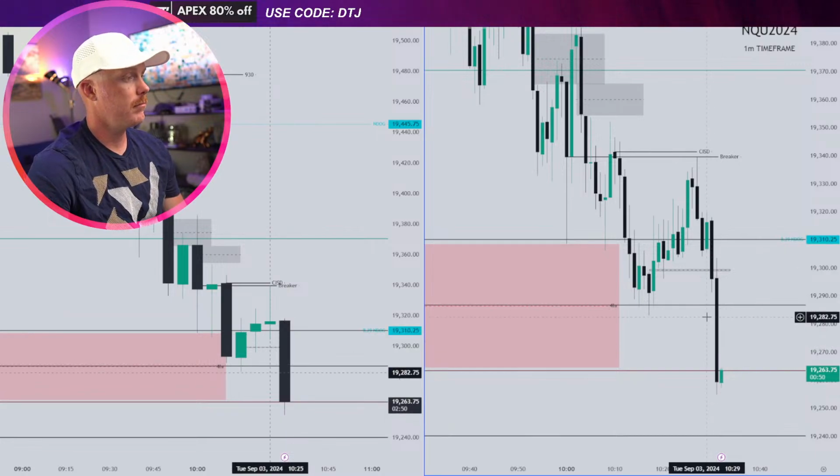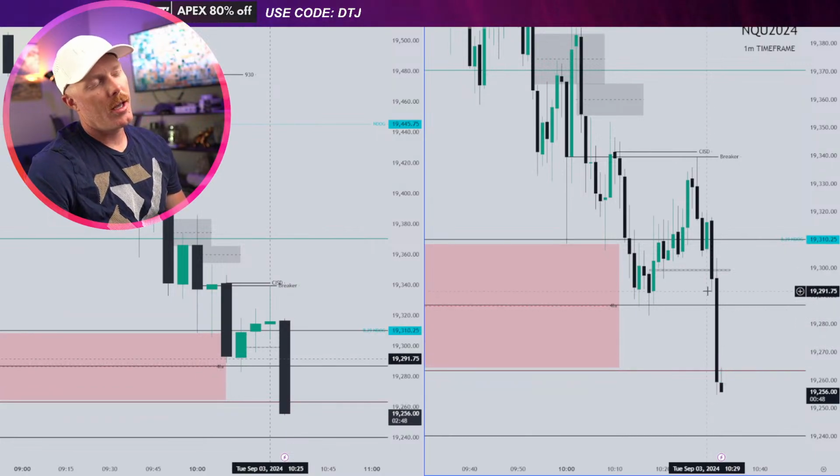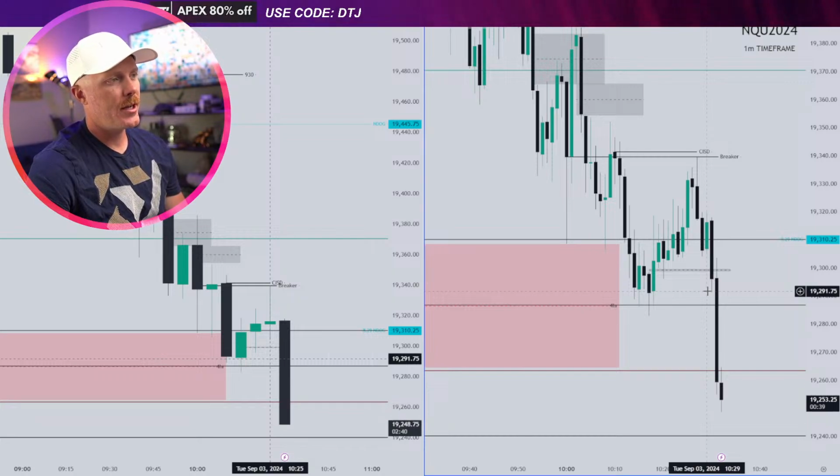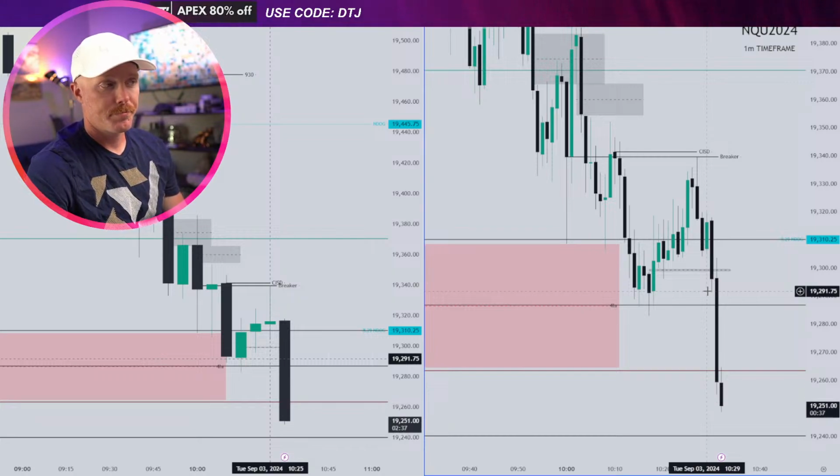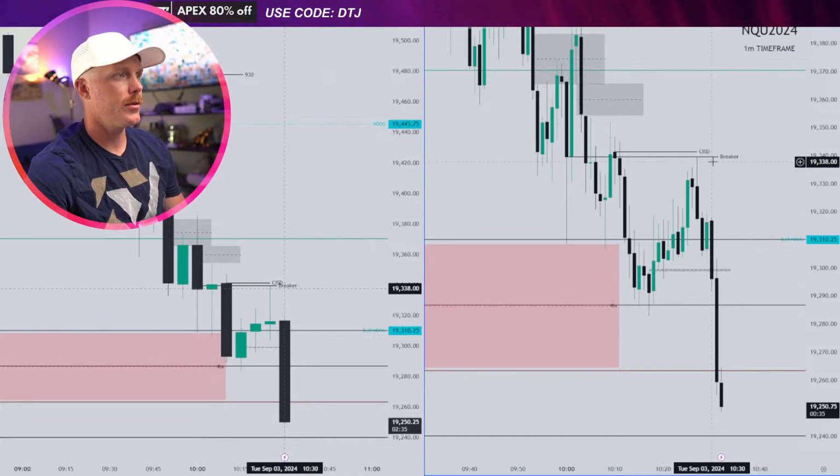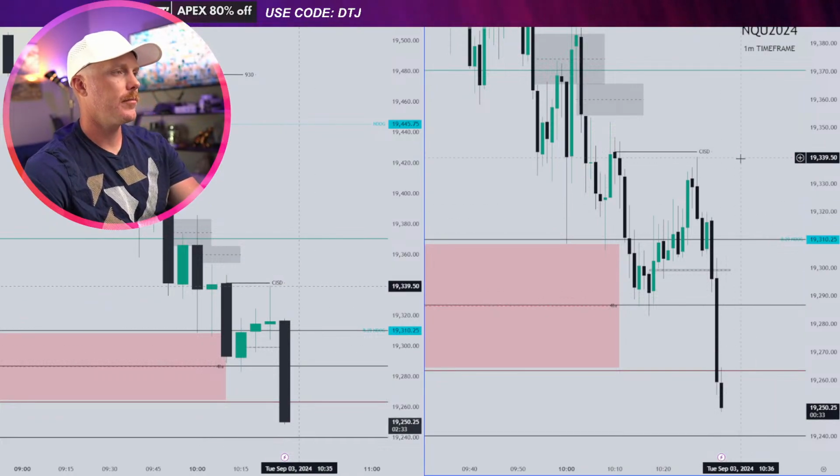There's two answers for me today. Either I have the wrong bias, number one, or number two, we will get our expansion move higher in the PM session. Those are the two answers that I see right now.